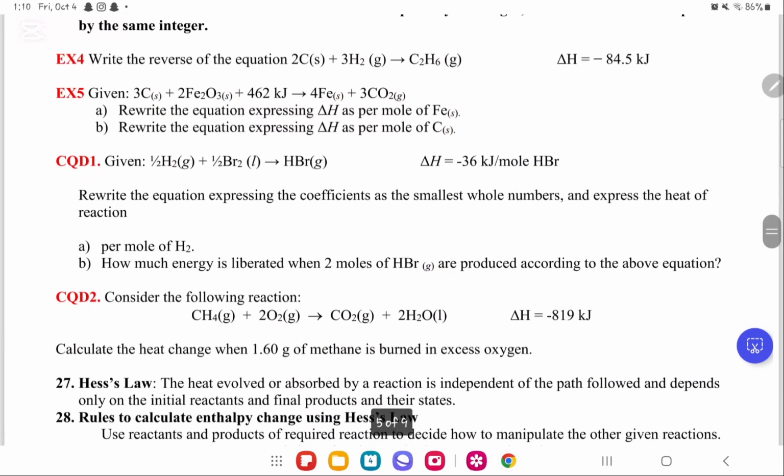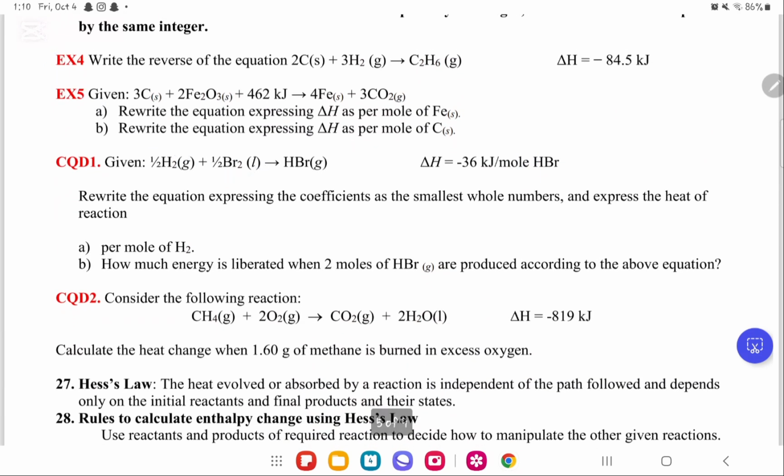Now, exercise number 4. Write the reverse of the equation.